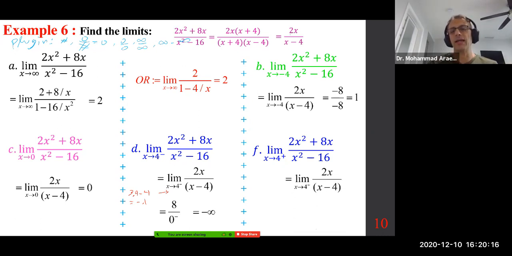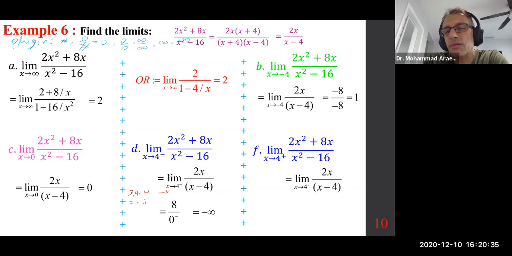If you look at this one, the same thing. The top is 8. Now, of course, x is approaching 4 from the right, so 8.1 or 8 or 7.9. Again, it's positive. But what about the bottom? 0 from the left or right?